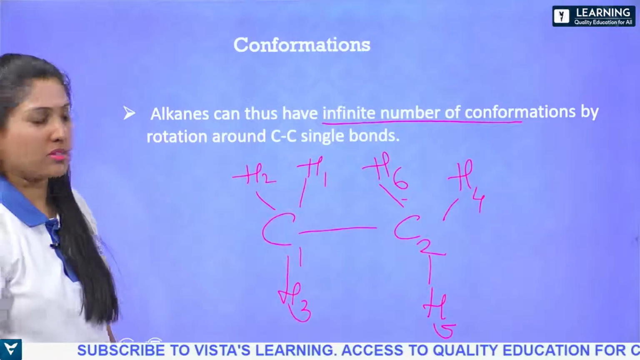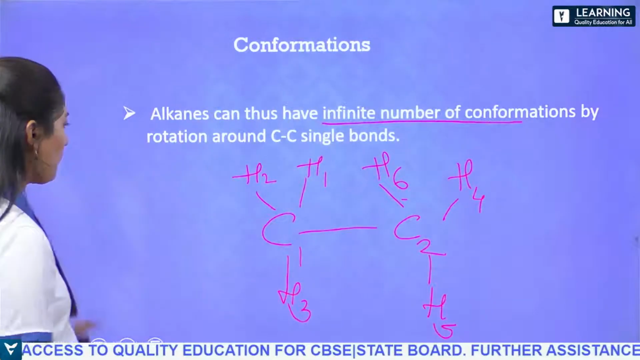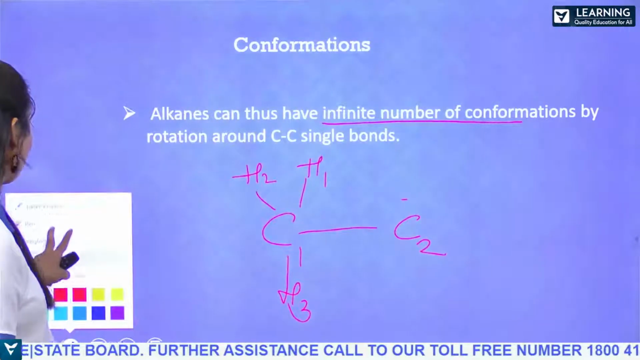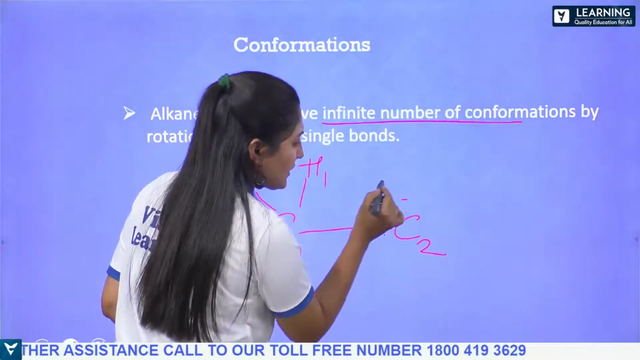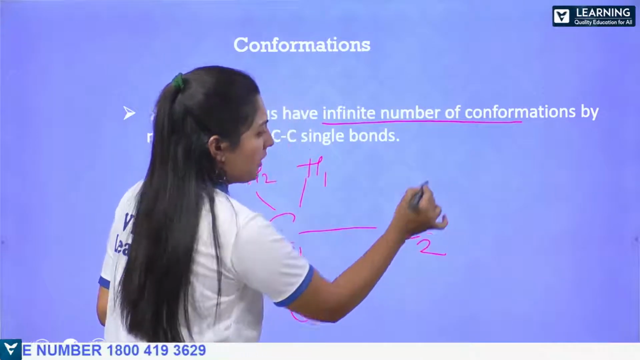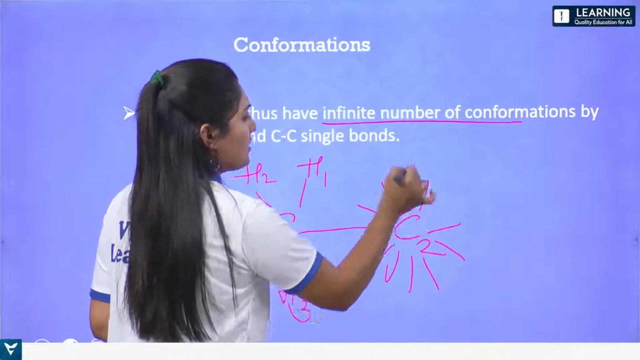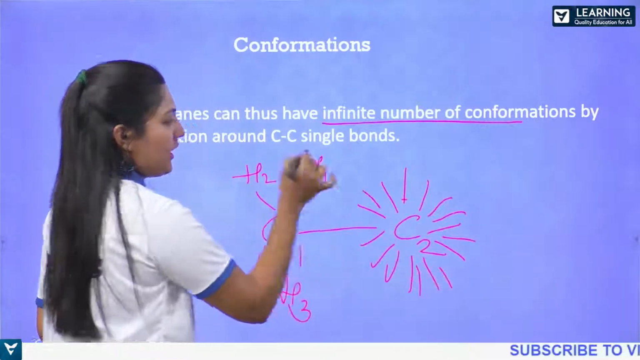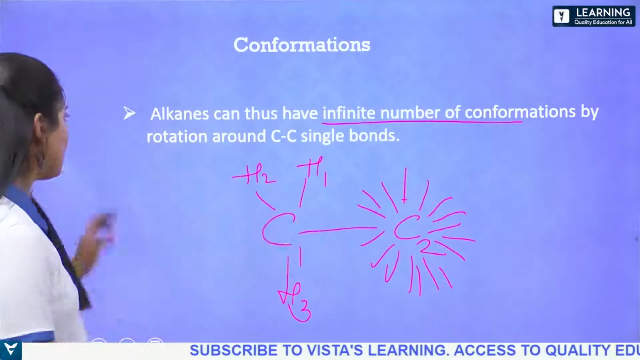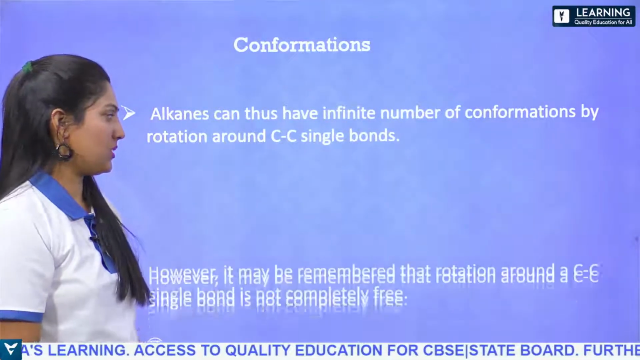So while rotating, we have an infinite number of conformations. It is not that they are stuck here. Instead, if I take out these bonds and rotate them, it is not necessary for the bond to stay here. It can keep on moving and come here. It can occupy n number of positions in space, right? So at that time, we have infinite numbers of conformations by this rotation of carbon-carbon single bonds.